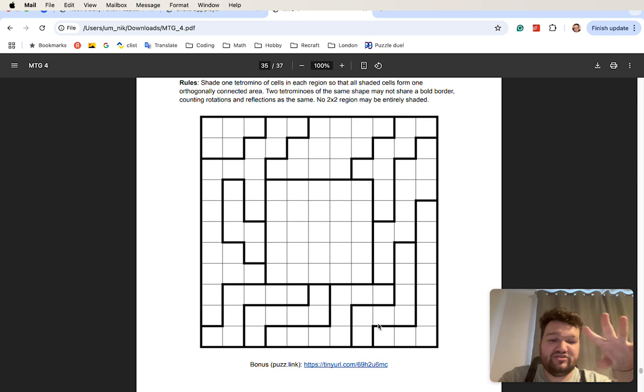So yeah, in every region you need to shade just one tetromino, so that all the shaded cells are connected, and no 2 tetrominoes of the same shape can touch each other. So if 2 are touching, they must be different. And it can be that two regions that are neighbors have the same tetromino, but they cannot touch. The tetrominoes themselves cannot touch.